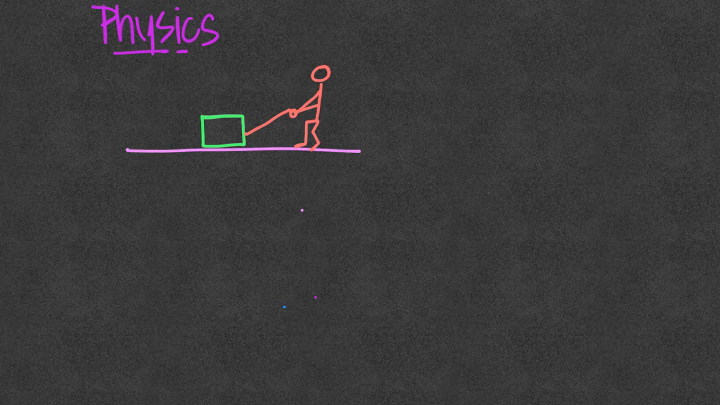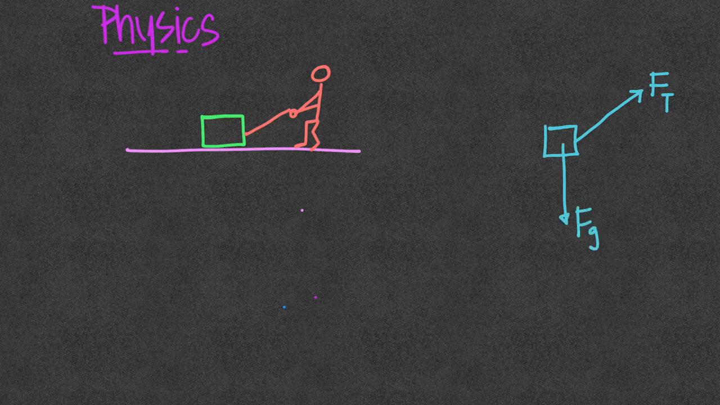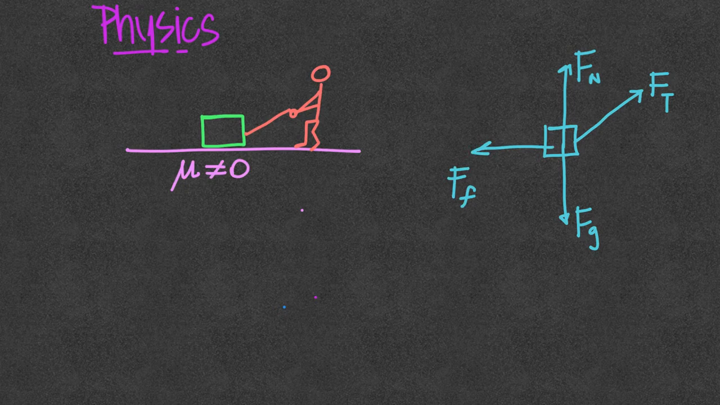The free body diagram would look like this, with a force tension up and to the right, a weight force straight down, a normal force straight up. And in this case, let's also add friction. Let's define the tension as being at an angle theta above the horizontal.